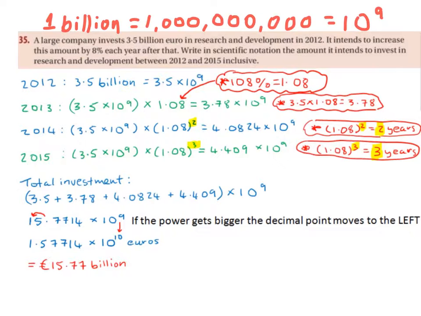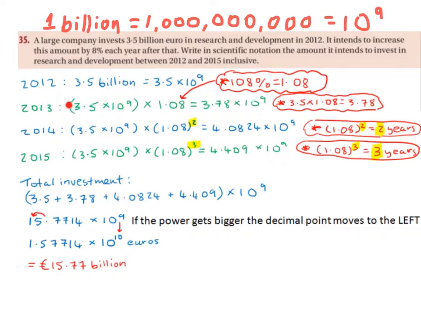Okay, so in 2012, the company invested €3.5 billion. So the first thing that we need to do is rewrite 3.5 billion in scientific notation. So that's going to be 3.5 times 10 to the power of 9. So in 2012, there was 3.5 billion invested, which is 3.5 times 10 to the power of 9. So then let's move on to 2013.